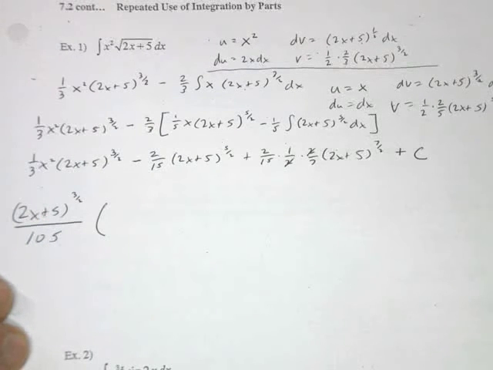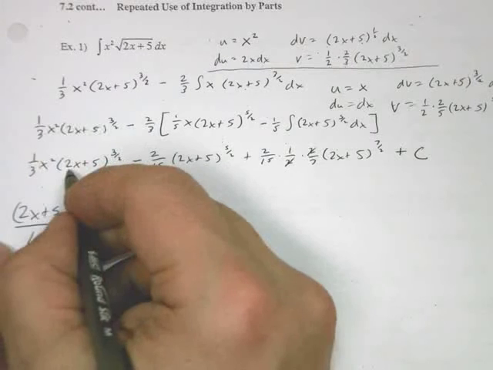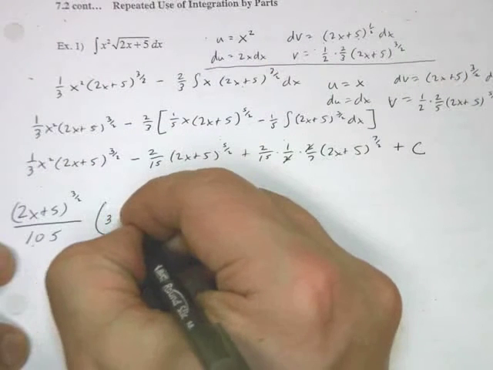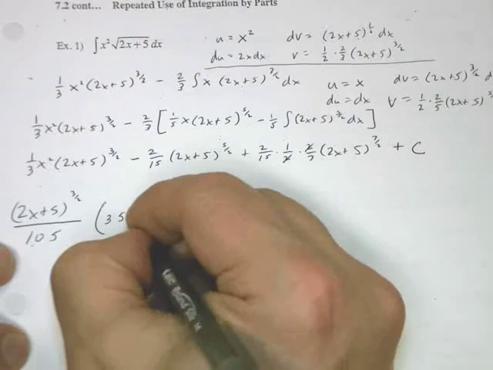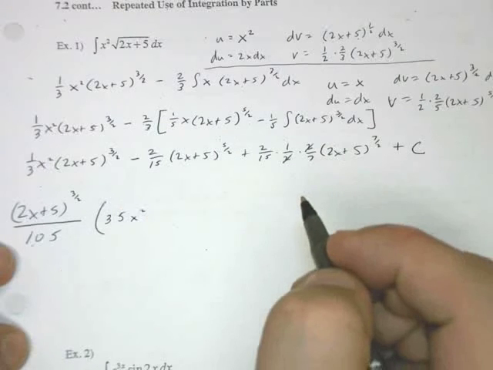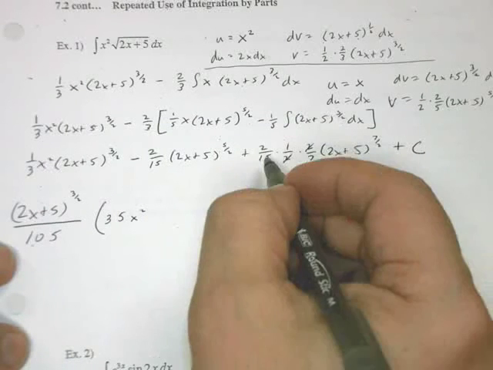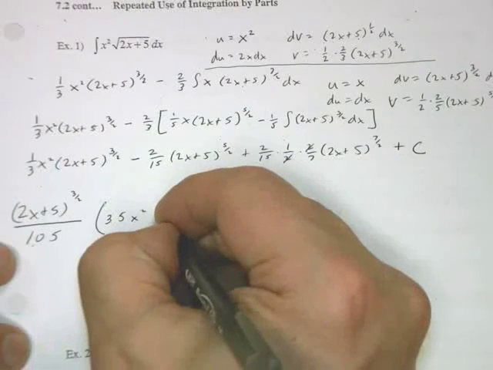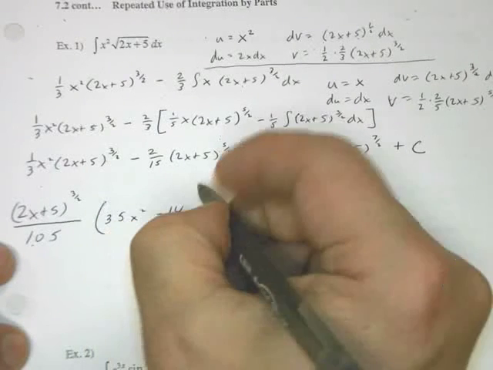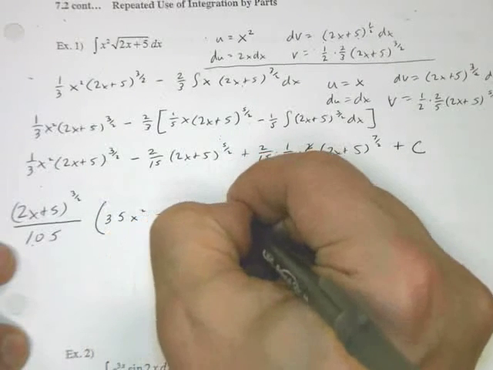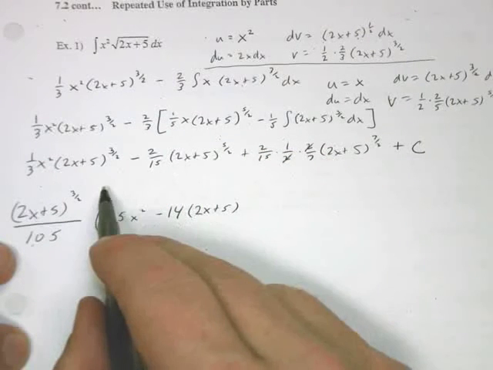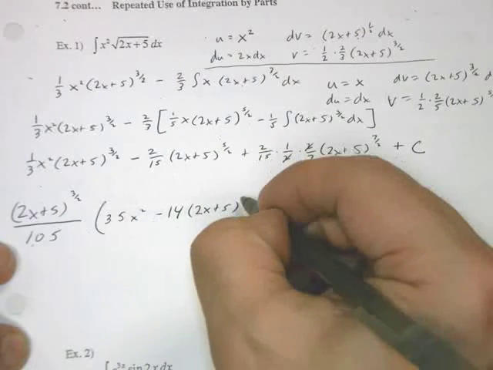Okay, so what's left? This term, I took all that out. 105 divided by 3 is 35, so I'm going to have a 35x squared term left there. 15 goes into 105 7 times, times that 2 is 14, so I'm going to have minus 14 times the quantity 2x plus 5 to the first power, because I had 5 halves, but I took out 2x plus 5 to the 3 halves. So that's to the first.